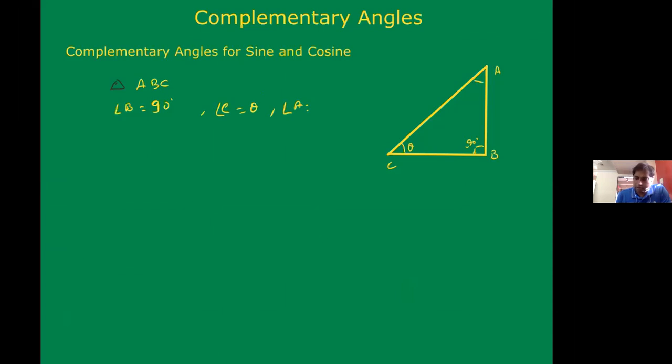So this becomes 90 minus theta degrees. Now we'll write sine theta and cos theta in terms of these complementary angles, and how they are correlated with each other, that we will try to understand here. If I consider angle C as the reference, what will be sine theta?